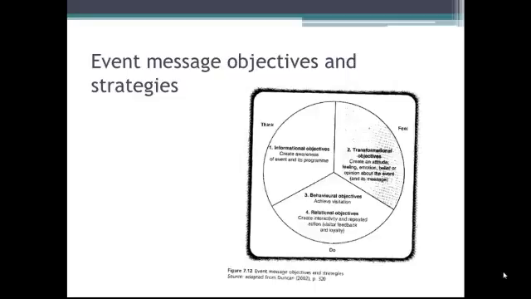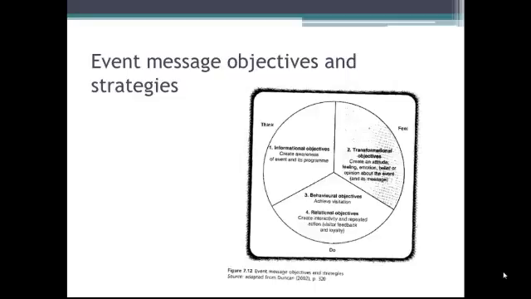You also need to think about the message objectives and strategies as well. So you've got informational objectives, which create awareness of the event. You've got your transformational objectives, which are going to create these attitudes and feelings. Are people going to be excited about the event? Are they going to go, oh no, it's another MVQ dinner? Or, you know, how are you going to control that with the people that are being invited, and how are you going to think about that?